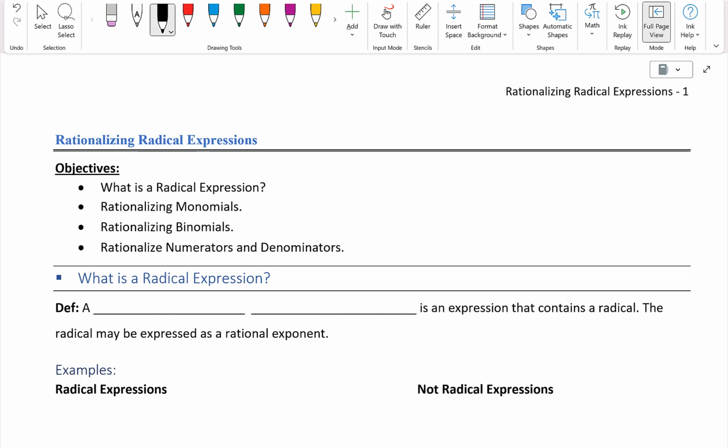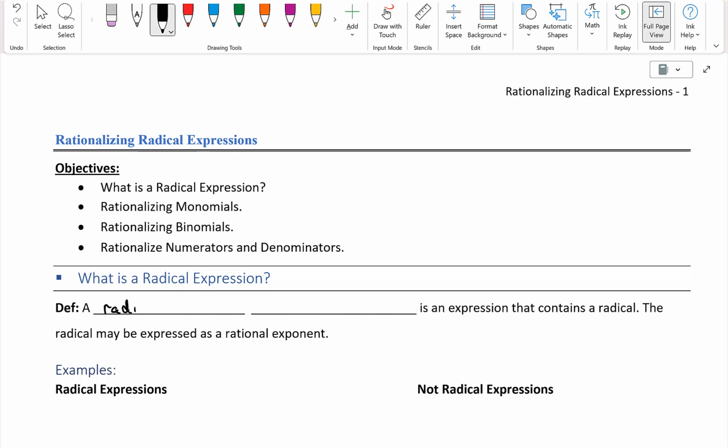Hi, the standard for this video is rationalizing radical expressions. We've got some objectives, which include what is a radical expression, rationalizing monomials, rationalizing binomials, and then rationalizing numerators and denominators. So what is a radical expression? We start with a definition.